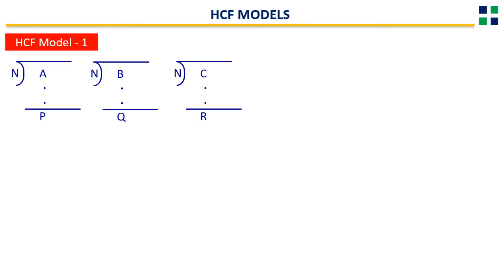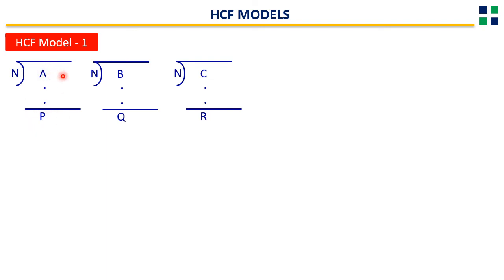To go ahead with the further problems, first of all, let us understand HCF models. HCF model number 1. If I take 3 different numbers, say A, B and C, and I divide all 3 numbers by one common number, that is n, like this, I get 3 different remainders P, Q and R. How to find the largest such number n? This can be found like this. First of all, if you look at the first number A, when we divide it by n we get remainder P.